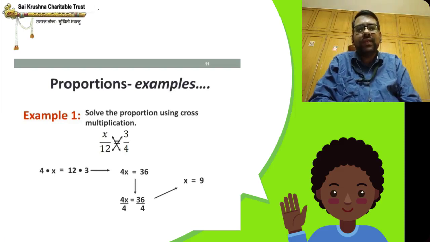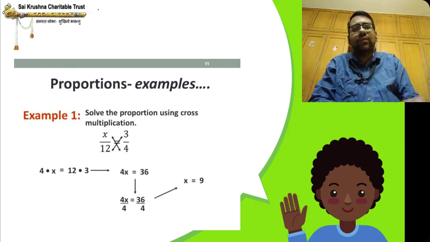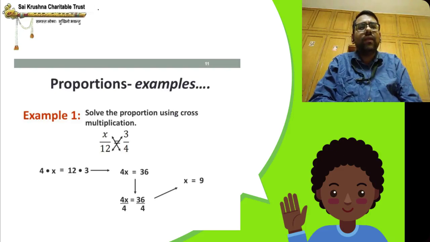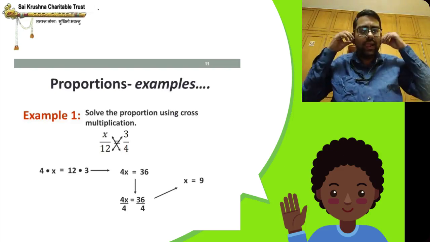4x equal to 36. Now, what can we do? We'll divide both 4x and 36 by 4, because there is a variable attached to the number. To get only the variable, we divide by the number which is attached, that is 4 here. 4x by 4 equal to 36 by 4. The 4 and 4 get cancelled. x equal to 36 by 4, which is 9. So the answer is x equal to 9. Okay, children? We'll continue the next part in the next session.